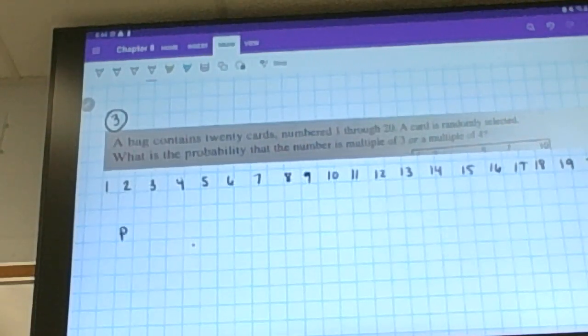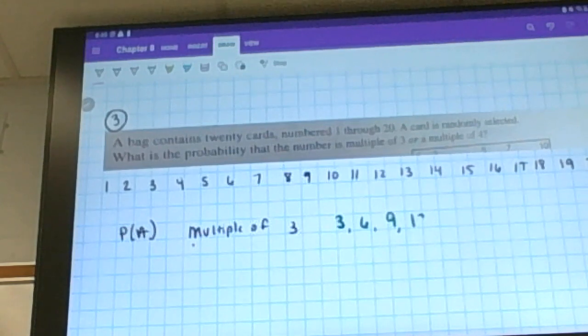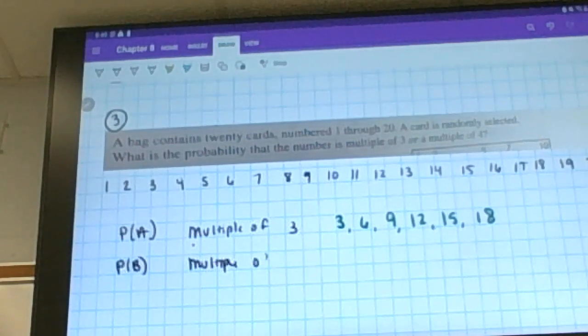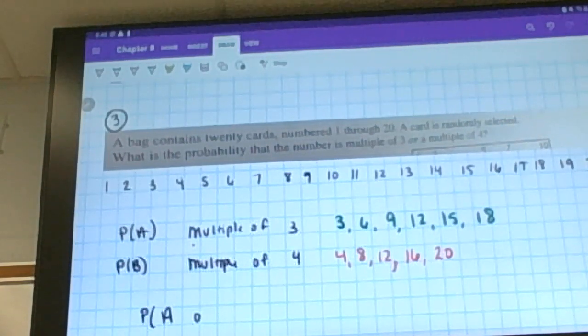And so the first situation, probability A, is that the card is a multiple of 3. So that's 3, 6, 9, 12, 15, 18. Those are multiples of 3. I'll have 3 times 7. Alright, the second scenario, probability B is that it's a multiple of 4. So that's 4, 8, 12, 16, 20. Okay? So now I have to find the probability of A or B.